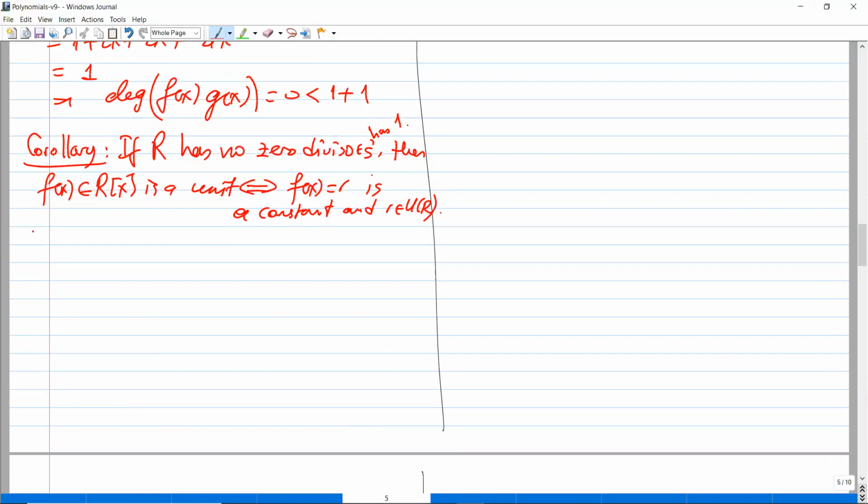Okay, here's the proof. Suppose f(x) is a unit. This implies that there is a polynomial g(x) such that f(x) times g(x) is 1, but R has no zero divisors.